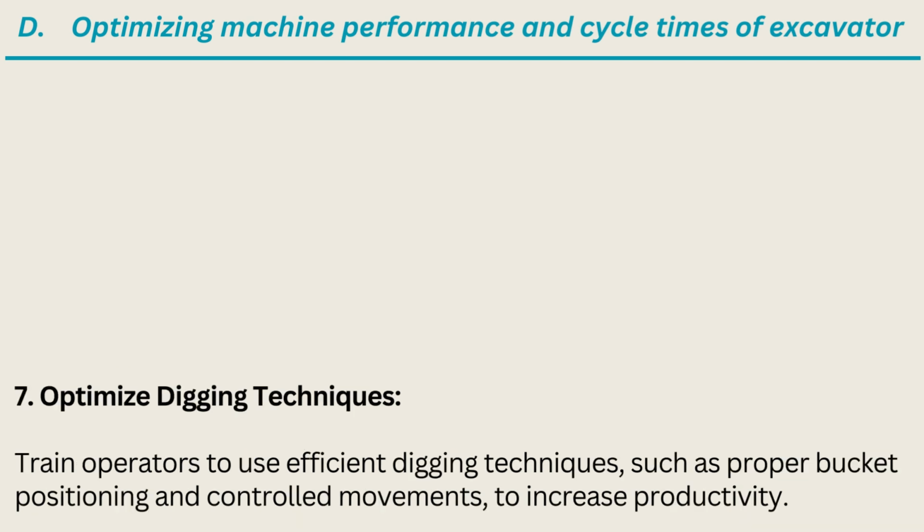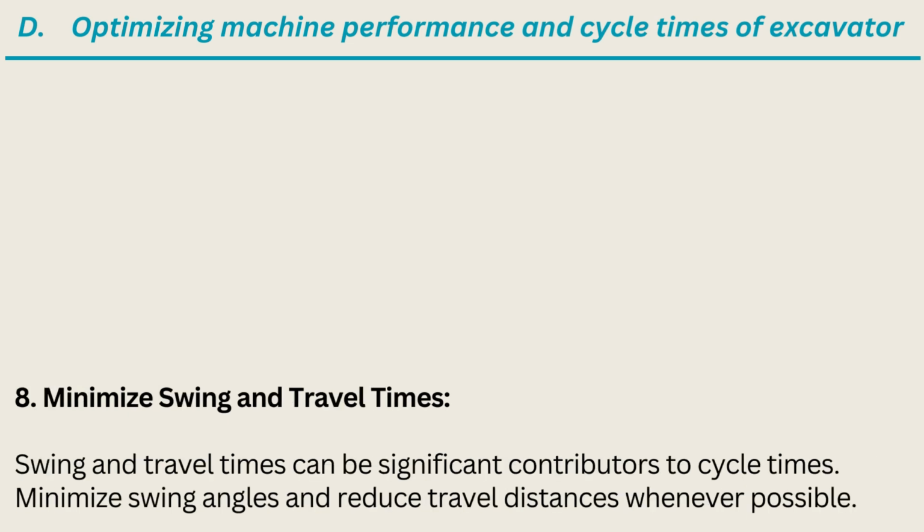7. Optimize digging techniques. Train operators to use efficient digging techniques, such as proper bucket positioning and controlled movements, to increase productivity. 8. Minimize swing and travel times. Swing and travel times can be significant contributors to cycle times. Minimize swing angles and reduce travel distances whenever possible.